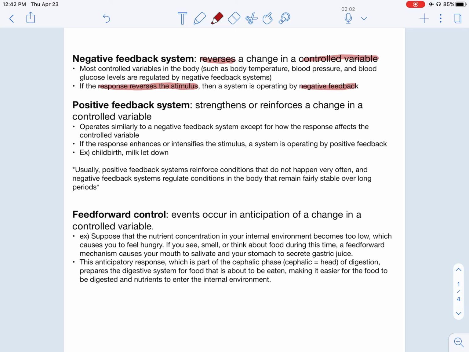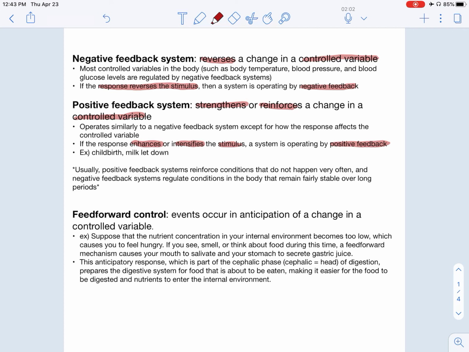In comparison, a positive feedback system is anything that strengthens or reinforces a change in a controlled variable. So, it operates really similarly to a negative feedback system, just in that the response affects the controlled variable differently, meaning it strengthens or reinforces it. So if the response enhances or intensifies the stimulus, then it's operating by positive feedback. Some examples of that we'll go over are childbirth and milk letdown.